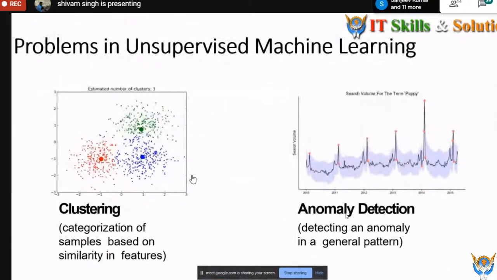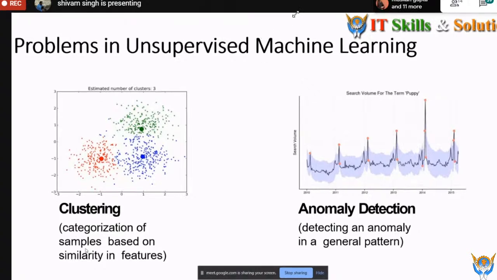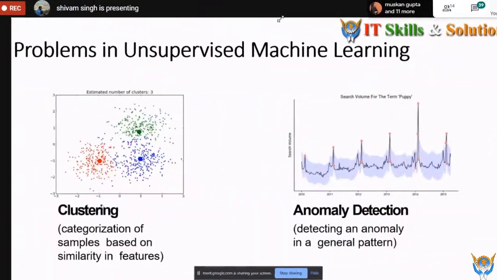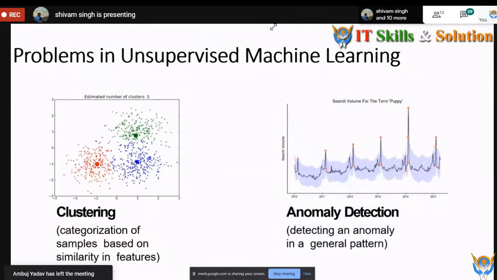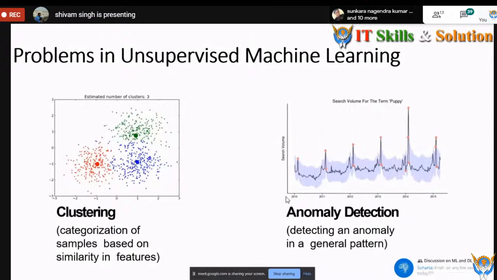Okay, then yes, again in unsupervised learning also there are two kinds of problem, like clustering. So you already know what is clustering. Like you can see in this picture, there are three different kinds of cluster. One is green color, one is red color, and one is blue color. Okay, so basically categorization of samples based on similarity in features. Okay, so based on similar features we just cluster all these things. Okay, so these are basically clustering kind of things in unsupervised learning. Then there is one thing that is called anomaly detection.